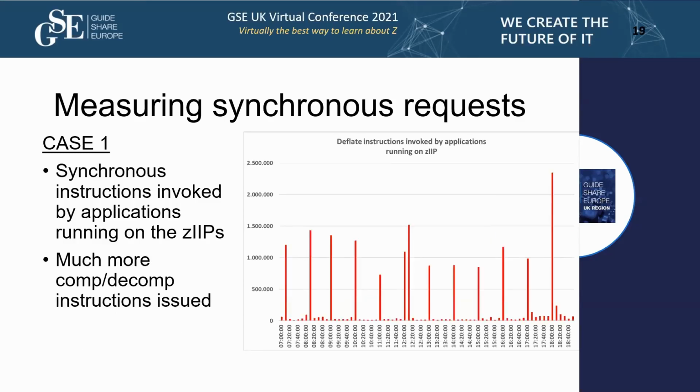More interesting is this graph, which represents the number of deflate instructions that are invoked by applications running on zIIP. You can see that the activity is normally very low, but there are spikes that reach 1 million and over at almost regular pace. We will see the reason for that in the next slides.